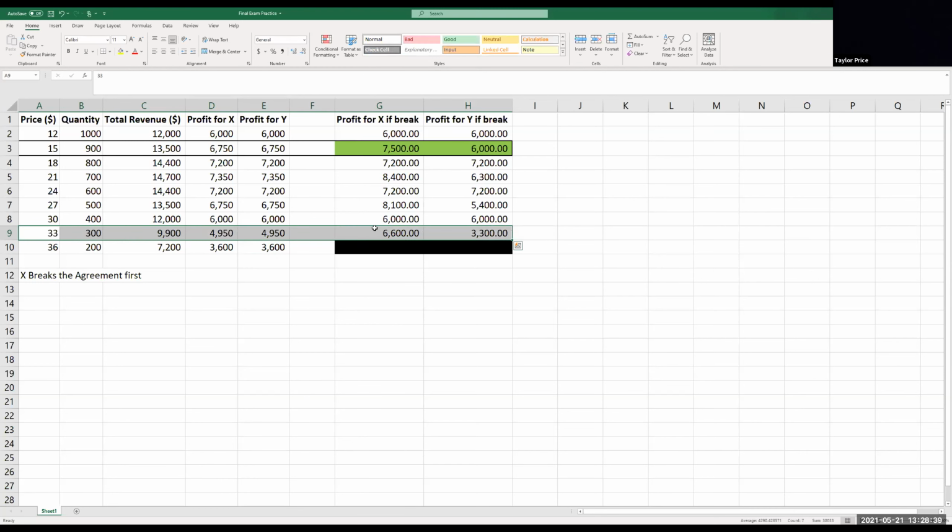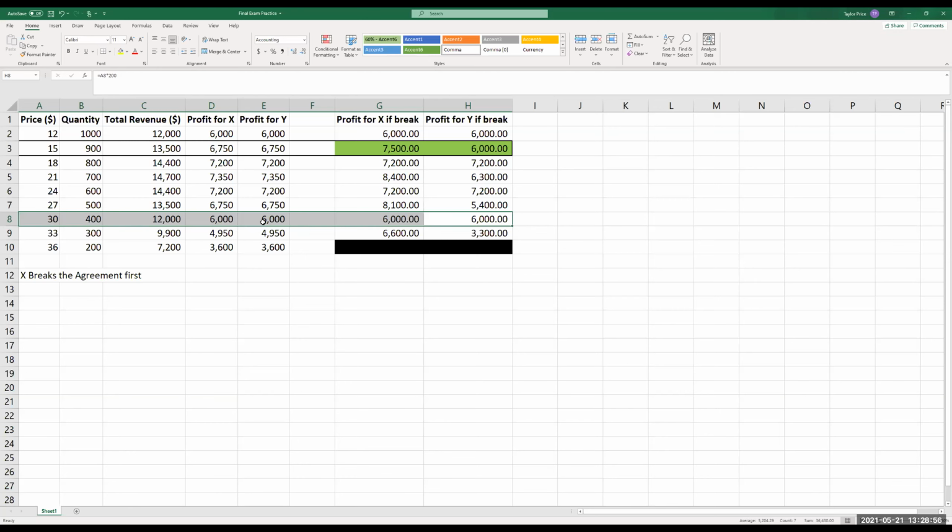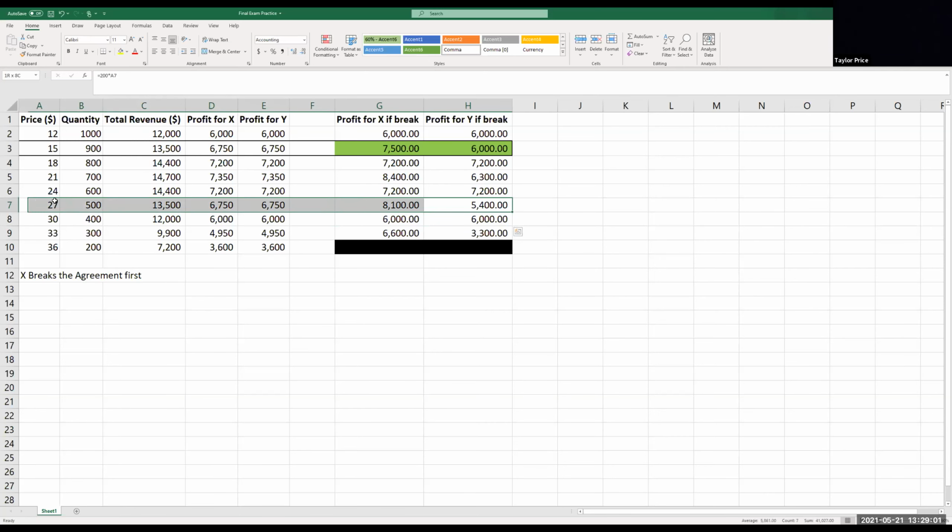The main thing, though, is that here X and Y have a different outcome because X cheated and Y didn't. But then at 30, you get back to the same situation where they're both making the same, because X just stays and then Y cheats. Exactly. And then at 27, X is going to cheat again. So would they just stop cheating where their profits go back down?